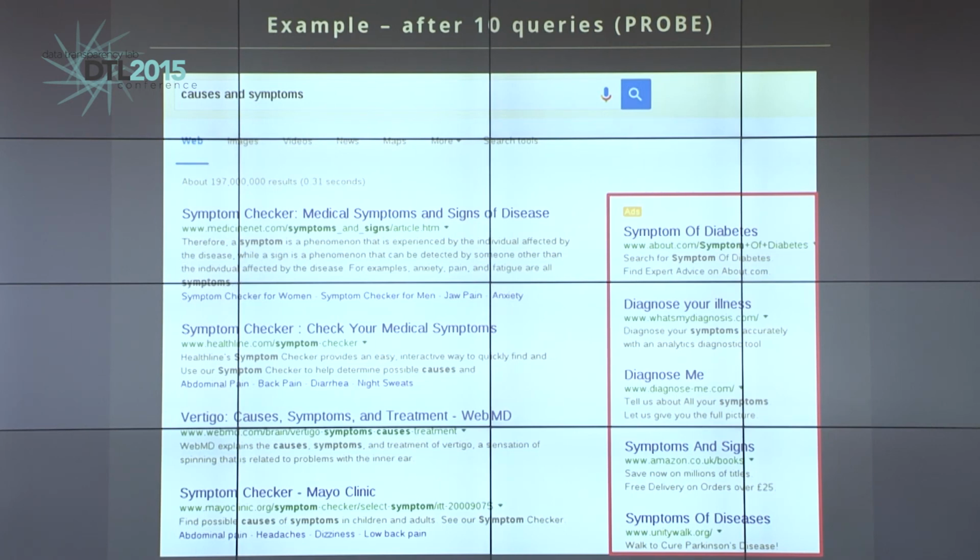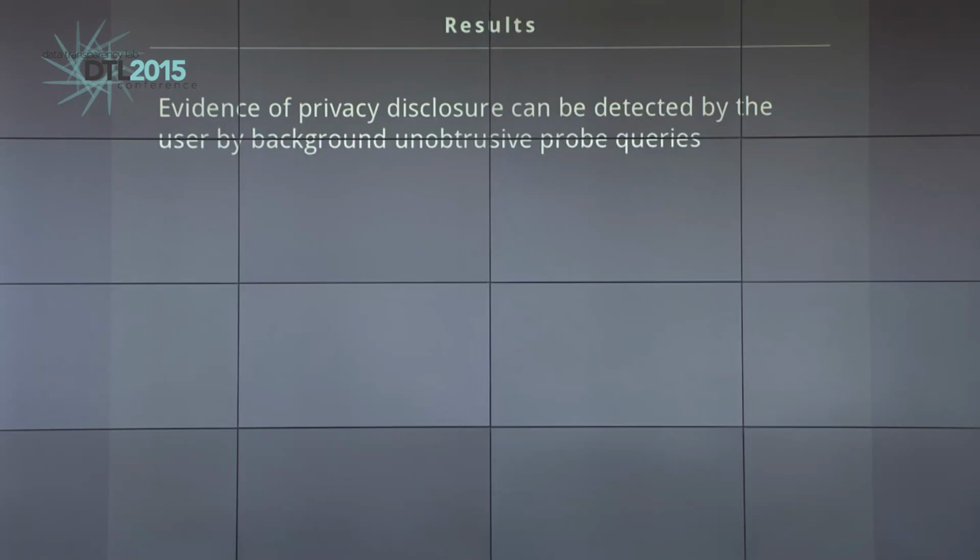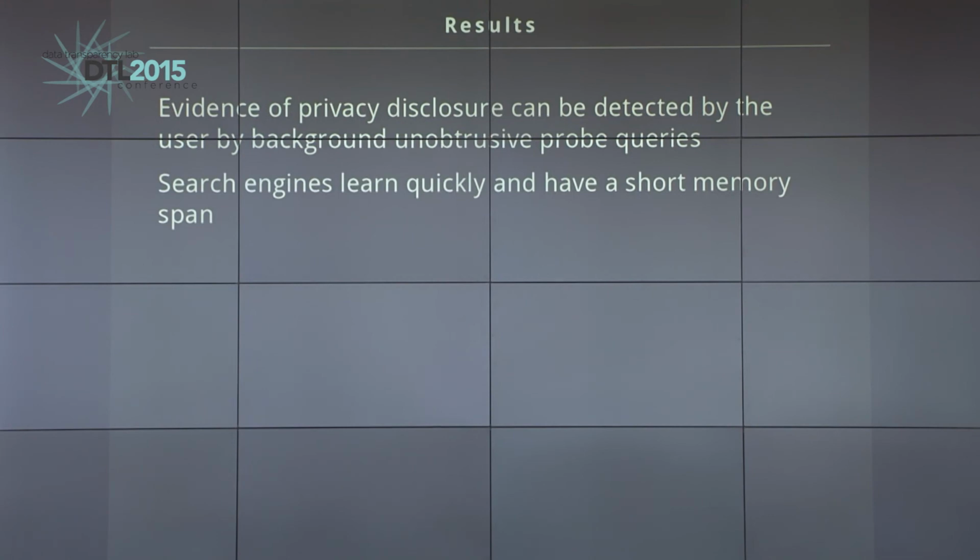And this works for Bing and for Google, and we can get very accurate results, and we can find evidence of privacy disclosure with very high accuracy. And the interesting thing is that the search engine appears to learn very quickly, like in 5 queries, and to have a very short memory span. So maybe to avoid the creepiness effect.